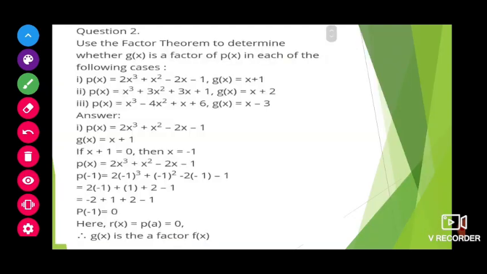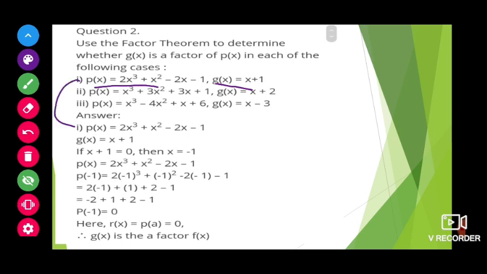Next, use the factor theorem to determine whether g of x is a factor of p of x in each of the following. In the previous case, only one divisor was given and we were asked to check whether that divisor is a factor of the remaining expressions or not. Now they have given different dividends and different divisors. We have to check in the same way.